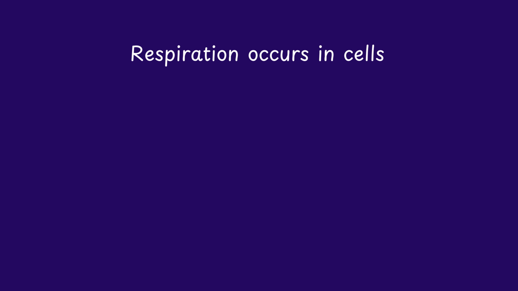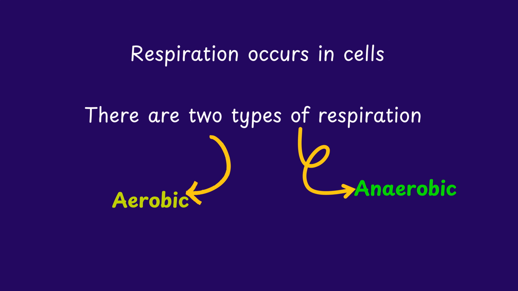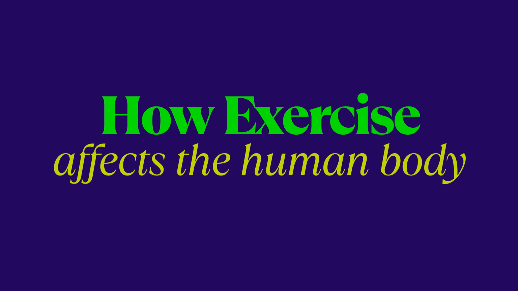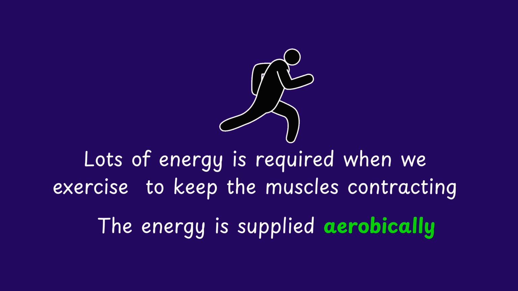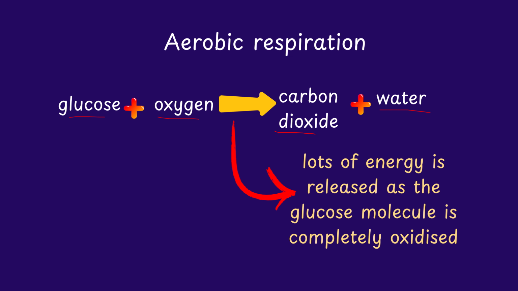Respiration occurs in cells. There are two types of respiration, aerobic and anaerobic respiration. Let us now look at how exercise affects the human body. Lots of energy is required when we exercise to keep the muscles contracting. The energy is supplied aerobically. Let us now look back at the equation for aerobic respiration. So in aerobic respiration, glucose is broken down by oxygen to produce carbon dioxide and water, and lots of energy is released as the glucose molecule is completely oxidized.